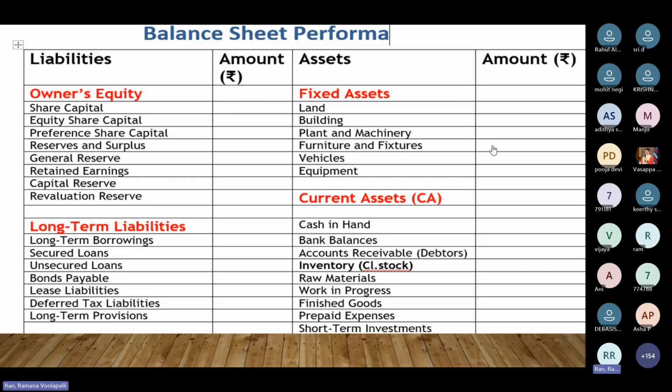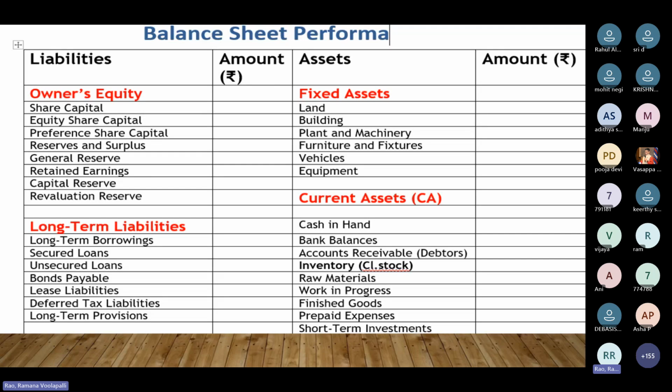Then here the first item is assets. Fixed assets: you will see in fixed assets what will come. Land, building, plant and machinery, furniture, fixtures, vehicle, equipment, these come under fixed assets. Pawan sir is saying, sir, please mention all the formulas in the proforma. Okay, I will try to do that. But Pawan sir, kindly remember that these are not formulas. You just put some figures there and you will get the answers.